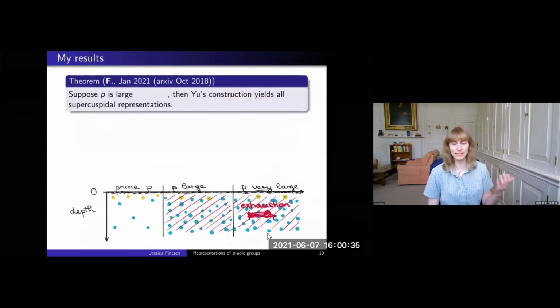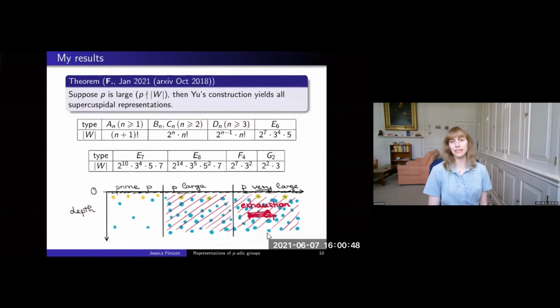So that's the theorem. Suppose the prime p is large. And what do I mean by large? Maybe I'll say it in a second. Suppose p is large, then the used construction provides all supercuspidal representations. And large means that p doesn't divide the order of the Weyl group. What is the Weyl group? For GL_n, the Weyl group is S_n, the symmetric group on n letters. So the order is n factorial, so the prime has to be larger than n. So that's this first case here.